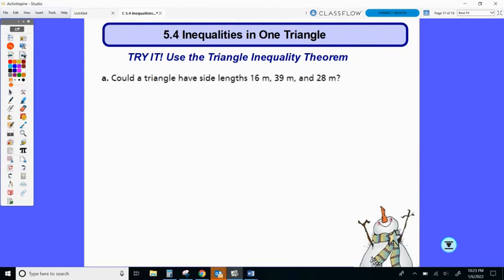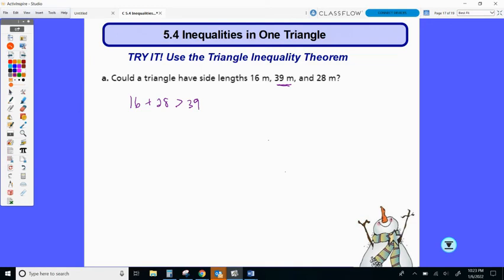Okay, could a triangle have side lengths of 16, 39, and 28? Well, 39 would probably be my longest side, so I'm going to test the other two sides. Is 16 plus 28 greater than my long side 39? In this case, 16 plus 28 is 44, which is greater than 39, and that is the case.